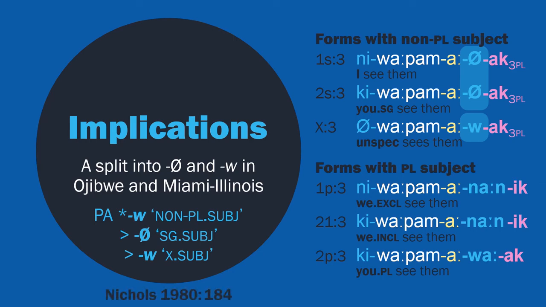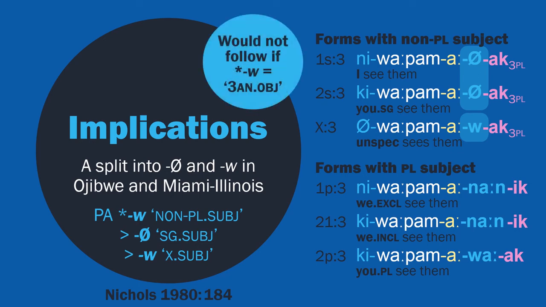If we instead followed Bloomfield in seeing the W suffix as an animate third-person object marker, it would be very hard to describe what's going on in Ojibwe, because the object is an animate third person in all of these forms. There's no way to explain why some animate third-person objects would be marked by 0, while others would be marked by W. This is a place where the third-person object analysis clearly falls down, because it makes the language seem like it's acting irregularly or illogically, when in fact it's not. It's doing something that makes perfect sense, as long as we recognize that this is actually a subject marker, not an object marker.